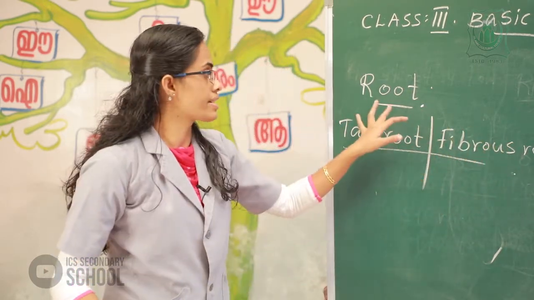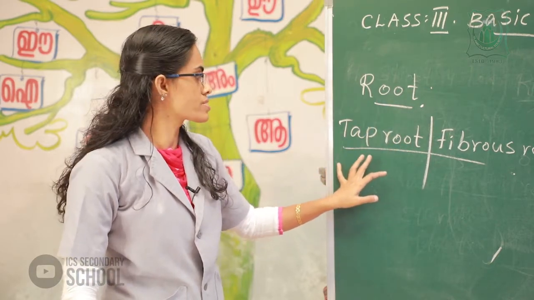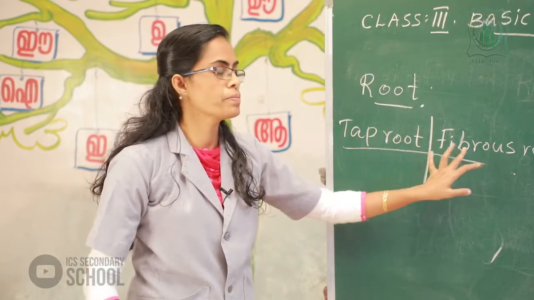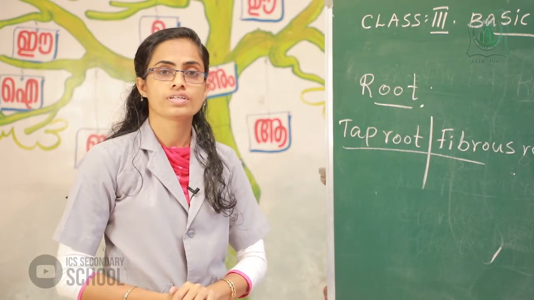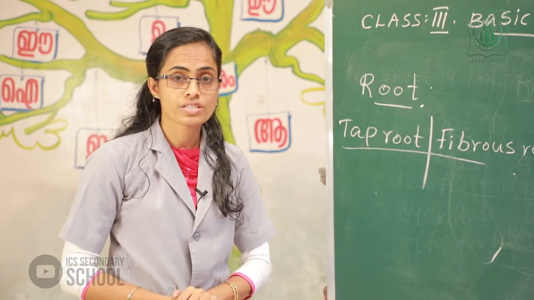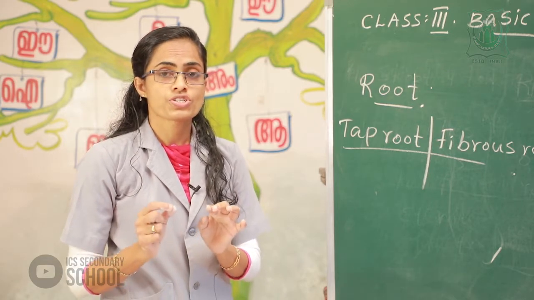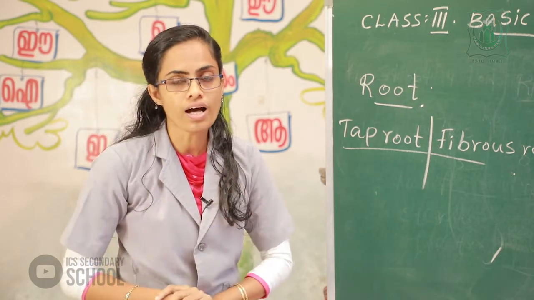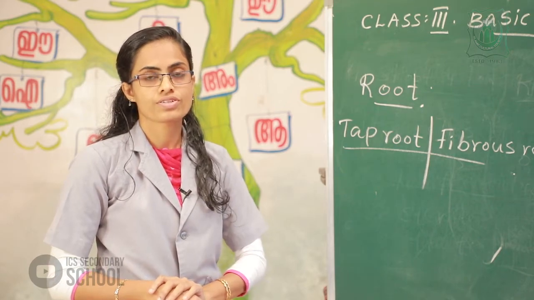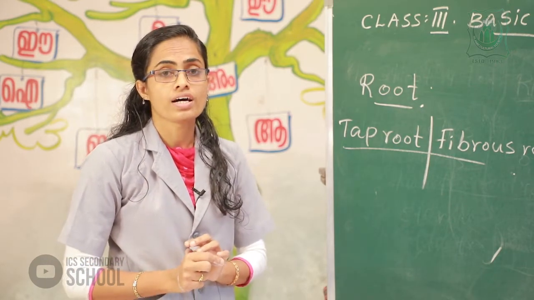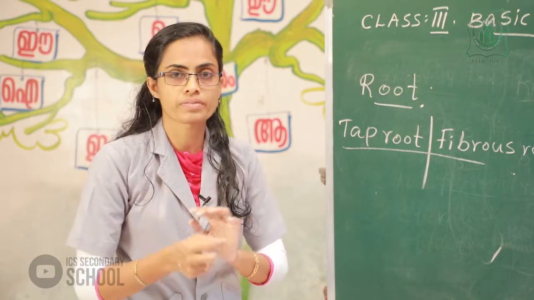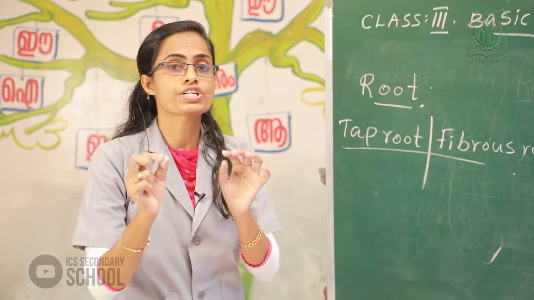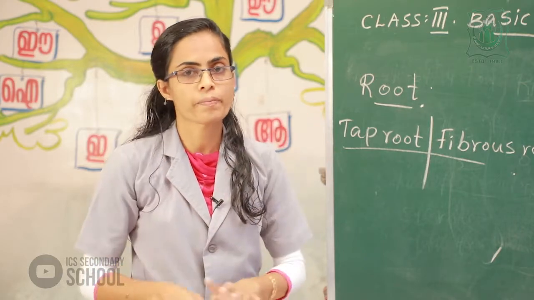Listen here, there are two types of roots, taproot and fibrous root. Then what is root? Root helps the plant to remain fixed to the ground, and it takes water from the soil and sends it to other parts of the plant.